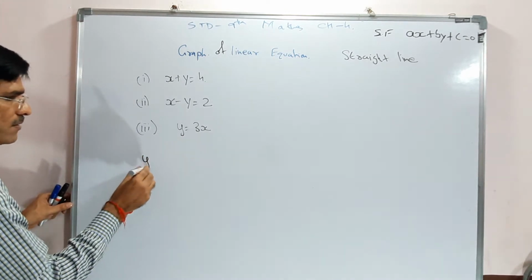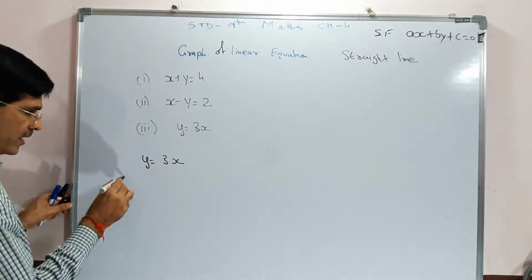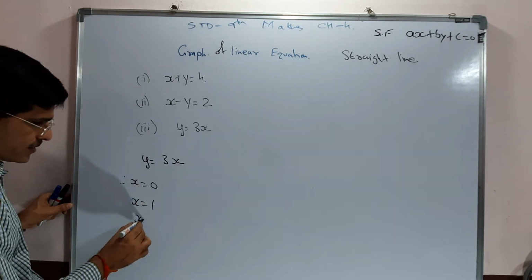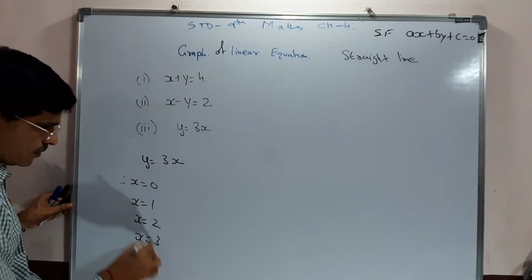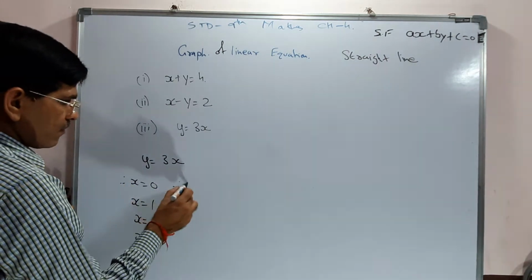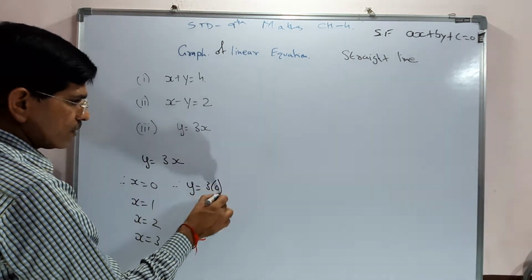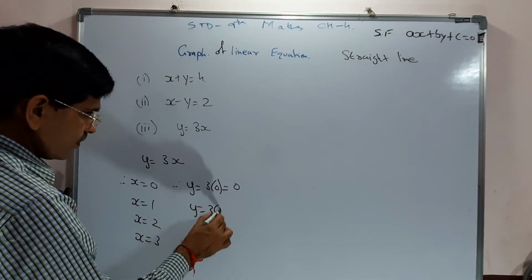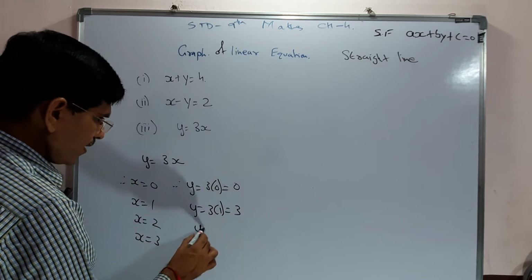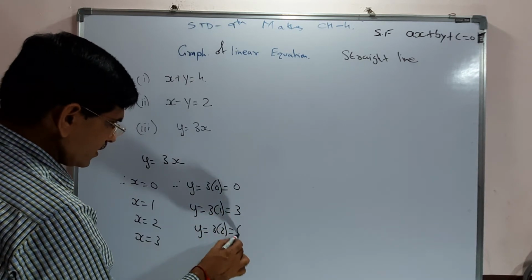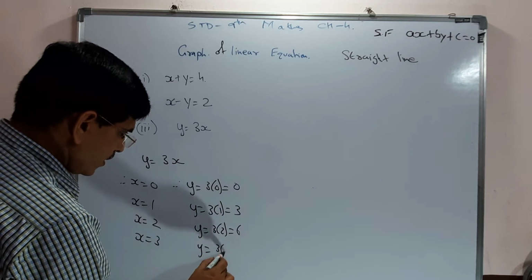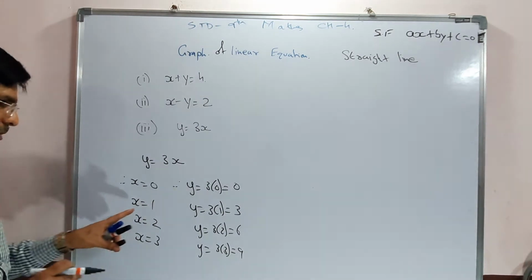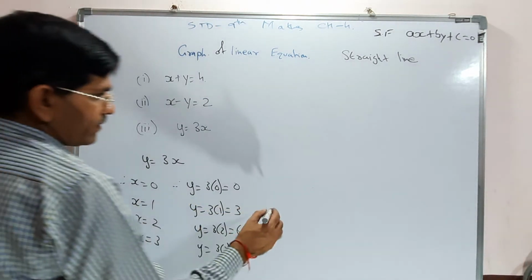So when y is equal to 3x, we assume x equal to 0, x equal to 1, x is equal to 2, and x is equal to 3. So therefore y is equal to 3 into 0, that is 0. y is equal to 3 into 1, that is 3. y is equal to 3 into 2, that is 6. y is equal to 3 into 3, that is 9. Now x equal to 0, y 0; x equal to 1, y 3. Now what do we have to plan?